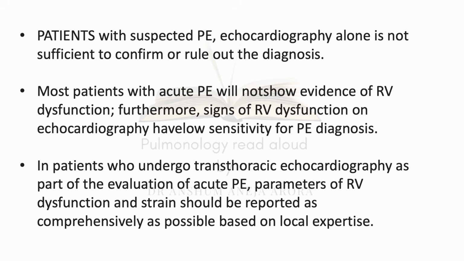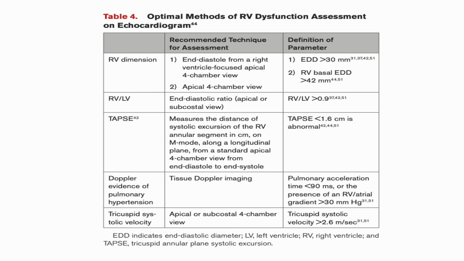For transthoracic echo, they have mentioned in the text of the guidelines as a part of evaluation of PE. If you are doing that, then parameters of RV dysfunction and strain should be reported as comprehensively as possible. So, these are the optimal methods of RV dysfunction assessment. Look at this table and it gives you a whole view of what should be in the report. There should be a mention of the RV dimension. So, end diastole from the right ventricle focused apical four chamber view, that should be the way we assess the RV dimension.